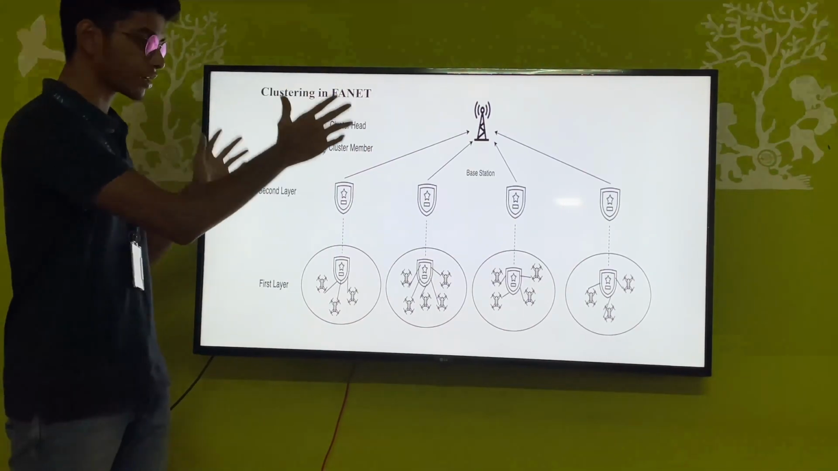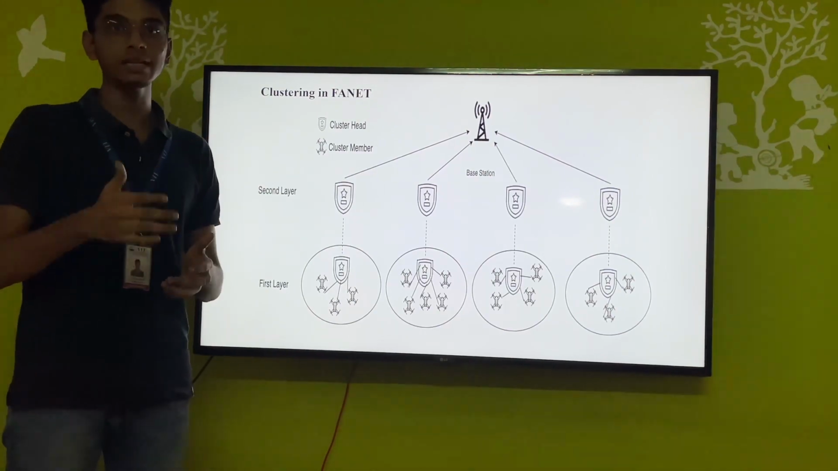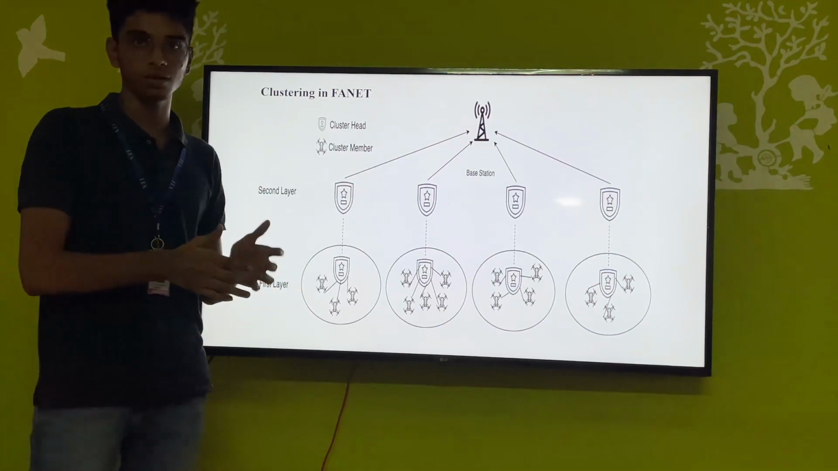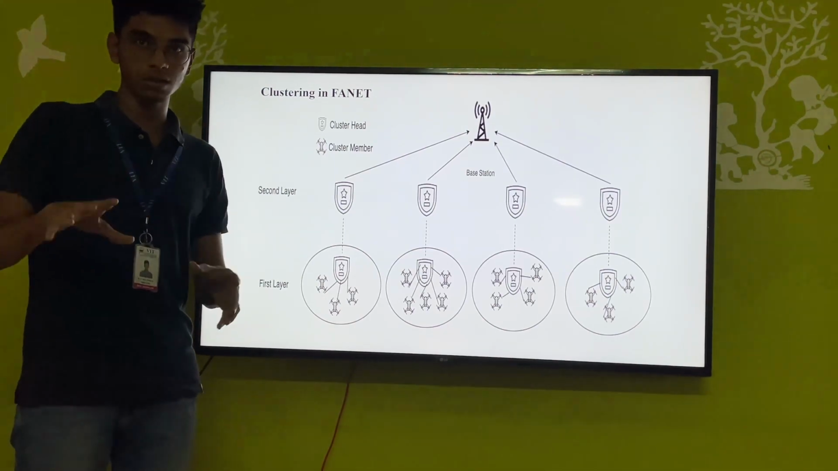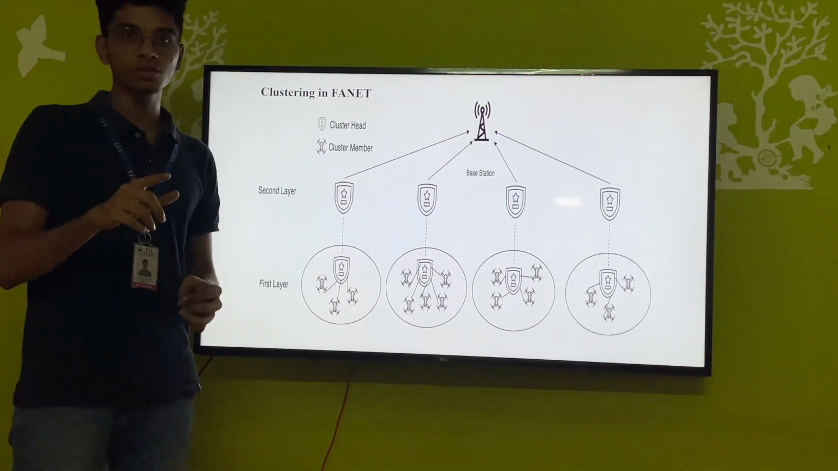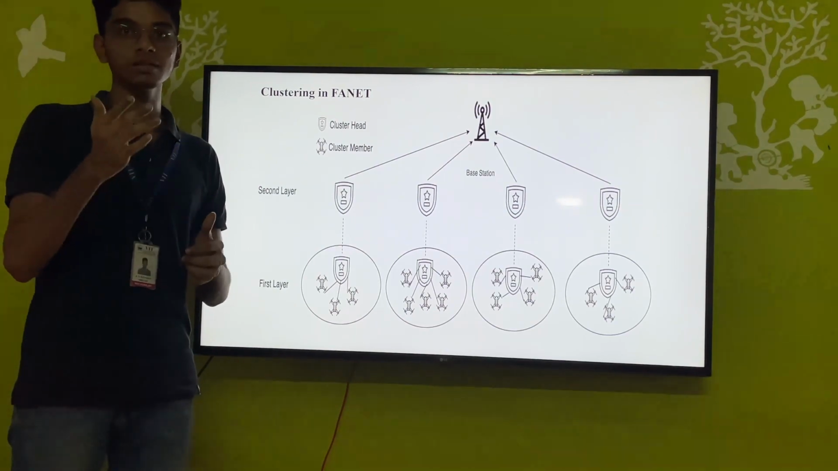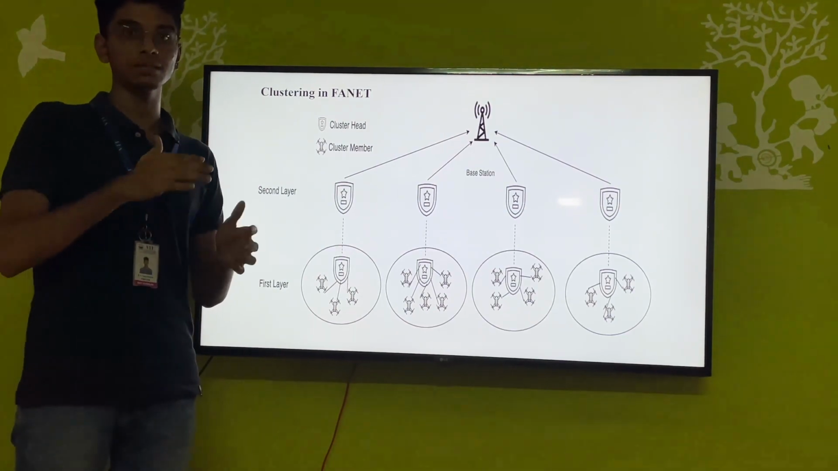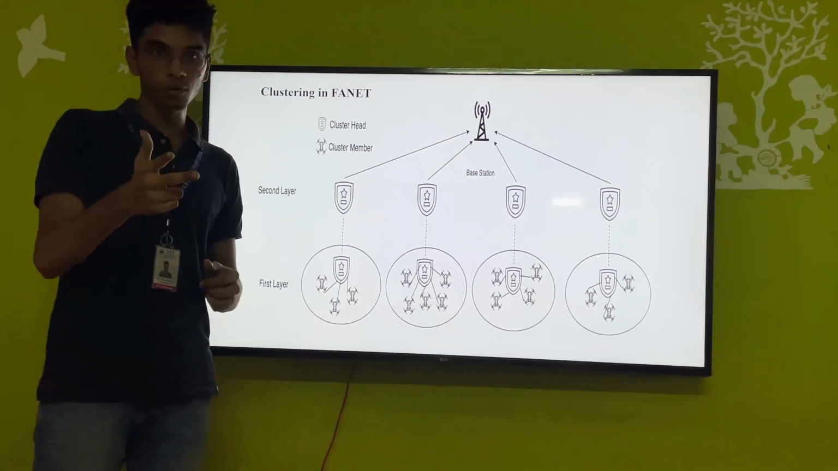So this is an example of clustering in FANET, and another clustering technique that is gaining popularity is dynamic clustering using the K-means algorithm. This technique dynamically forms clusters based on the spatial proximity of nodes and is useful for FANETs with higher mobility. The K-means algorithm clusters nodes based on their distance from each other and dynamically adjusts the cluster formation as the nodes move. This allows for more efficient resource utilization and improved network performance.